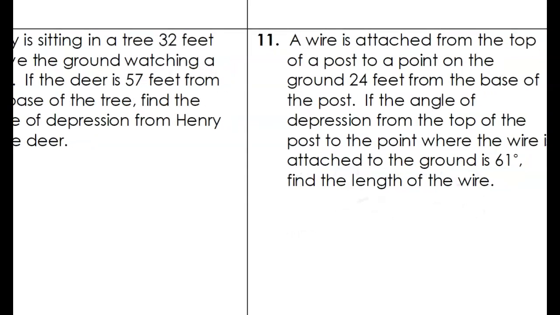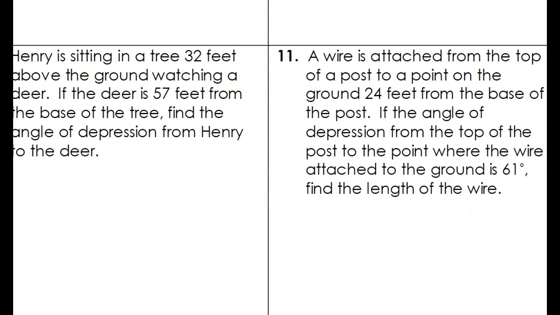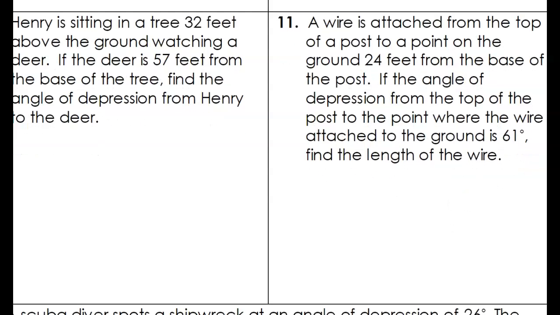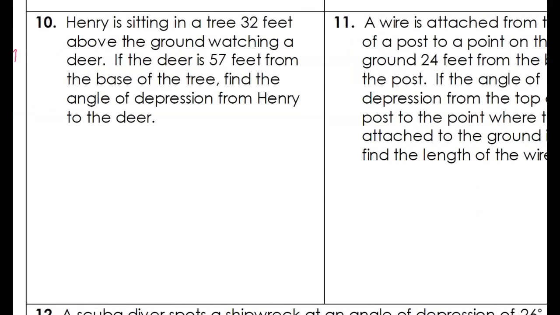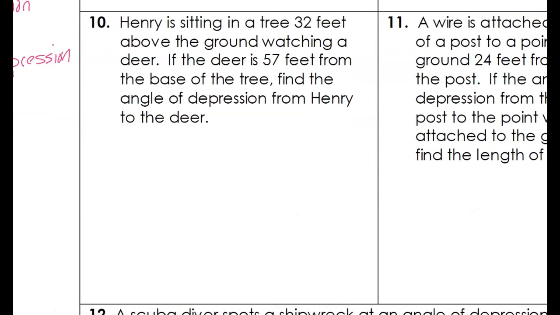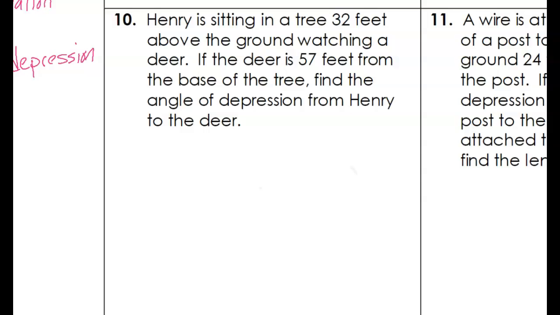So number 11 says, which I can't get it all on my screen. Oh well. It says wires attached from the top of a post to a point on the ground 24 feet from the base of the post. If the angle of depression from the top of the post to the point where the wire is attached to the ground is 61 degrees, find the length of the wire. Actually, I don't want to do 11 because that's almost exactly like the previous one, so I'll do 10.